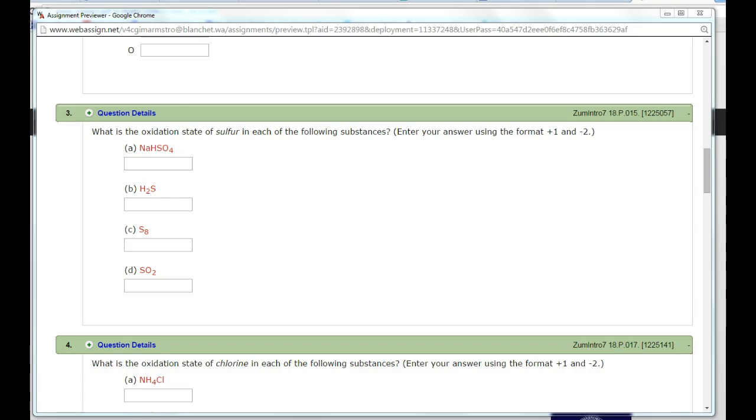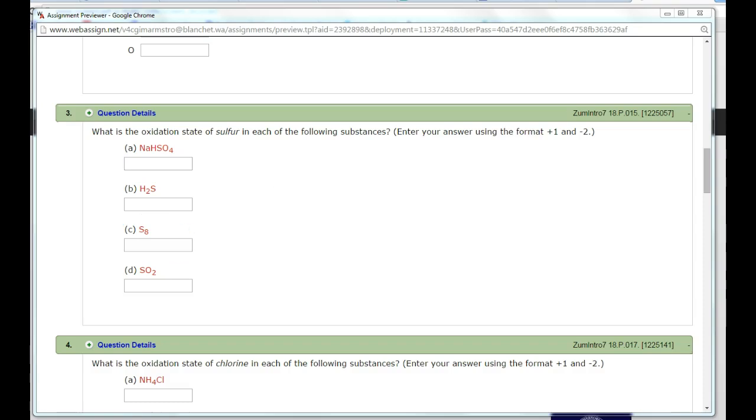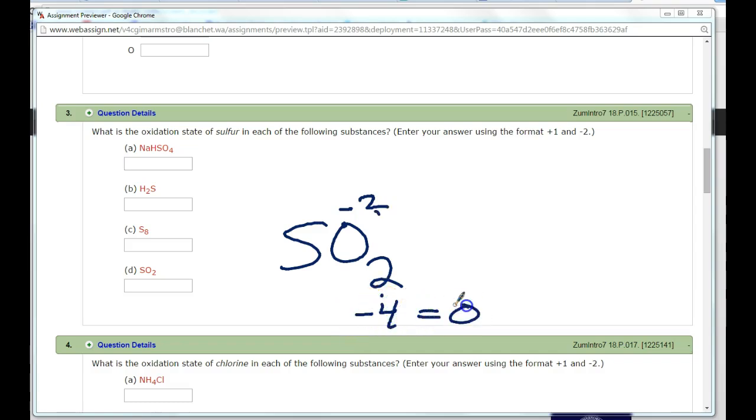Now this next one's thrown in there to see if you're paying attention. I believe that says S subscript 8. So any element written by itself, even if it has a subscript like this, always has a charge of 0. So its charge is 0. That's just the rule. The next one, SO2. I don't see a charge after that, so SO2. O is almost always a minus 2, so 2 times minus 2 is a minus 4. This has to add up to 0, so that must be a plus 4, because then those would cancel each other out.